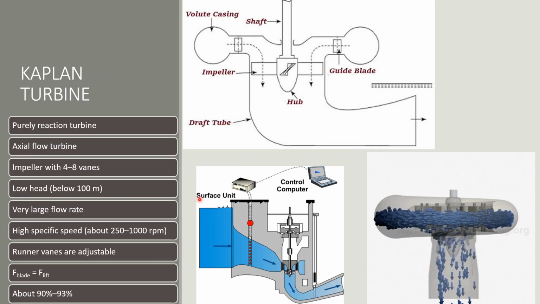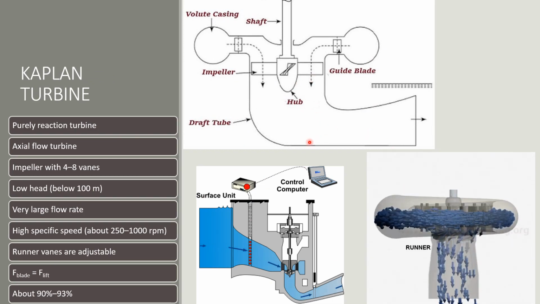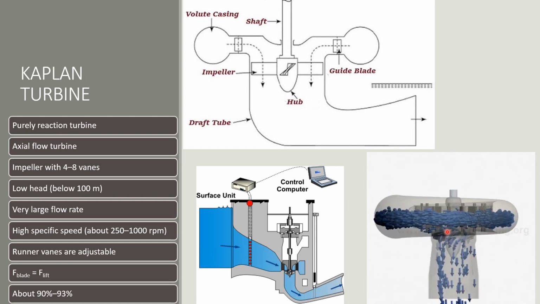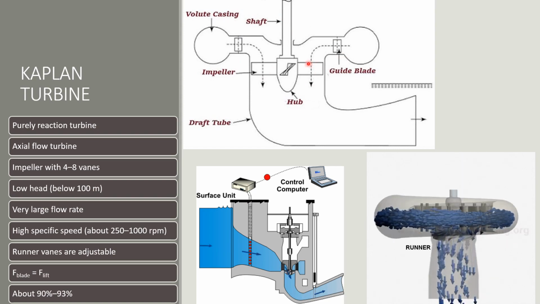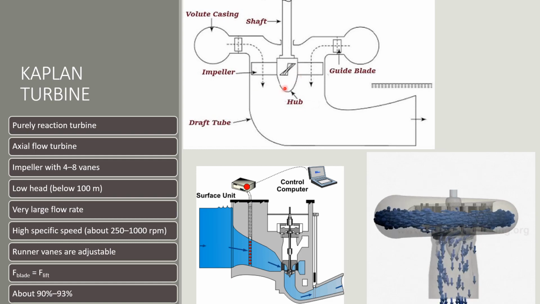Now we will be discussing Kaplan turbines. What are they? Kaplan turbines are basically pure reaction turbines. They are axial flow turbines. They are used when we have a low head, below 100 meters. Water goes inside this tube. You can see this one tube over this volute casing, and the water rotates inside this. We have a guide also, so it guides the water to the impeller, and the water flows from here, and the impeller rotates.